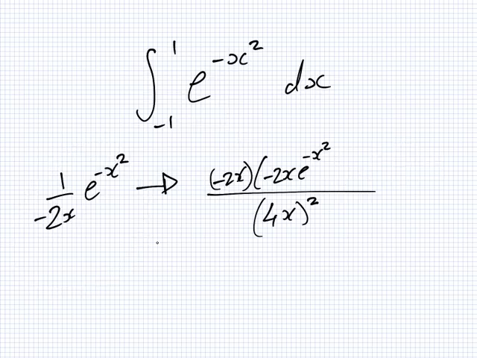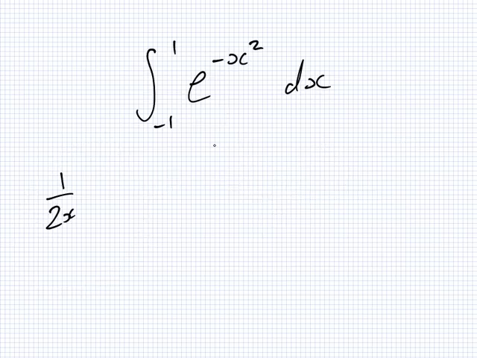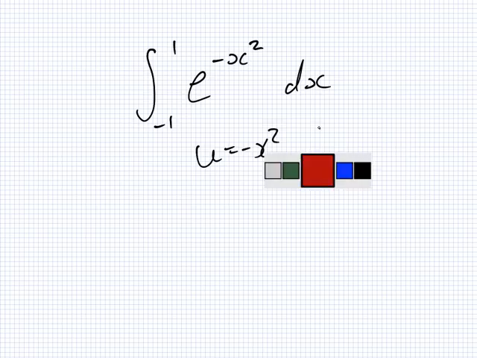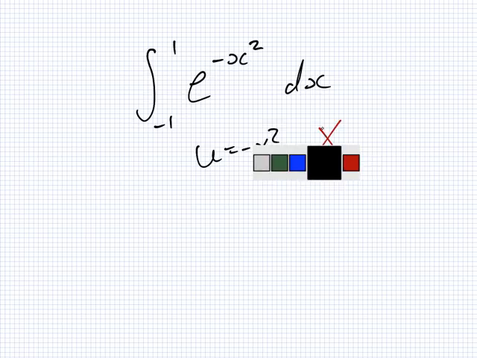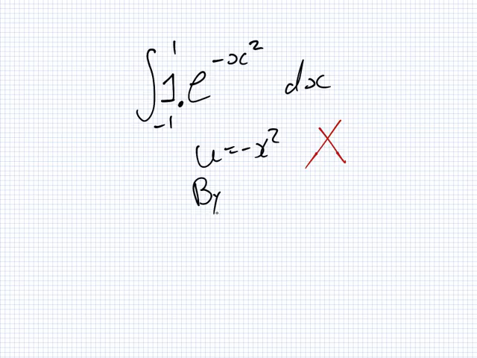So you could try different things. You could try u equal to minus x squared. No good. Doesn't work. You could try putting a 1 in here and using by parts. No good. All these methods fail. You can only approximate the answer roughly. You can never get the exact answer.